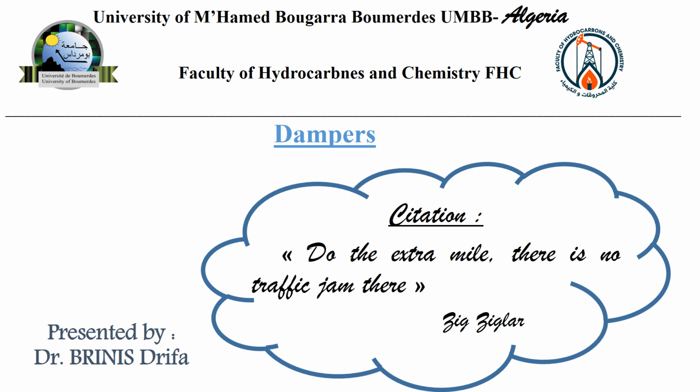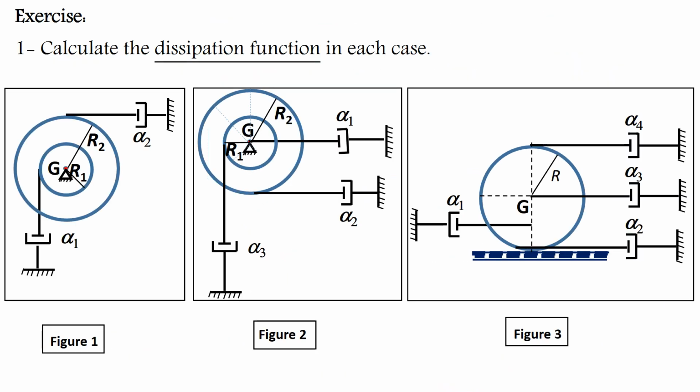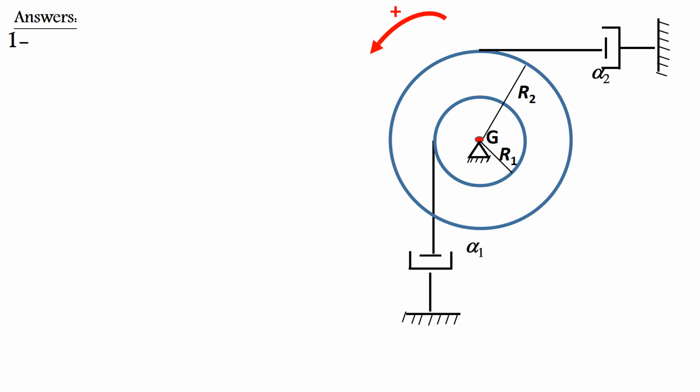Hello students. I have the pleasure to share with you a solution about an exercise about dampers. We have three systems, and each system is constituted by at least two cylinders and several dampers. And the question is: calculate the dissipative function in each case.